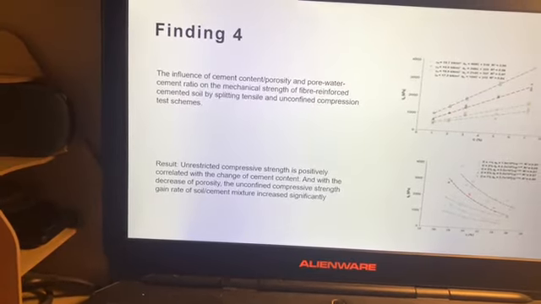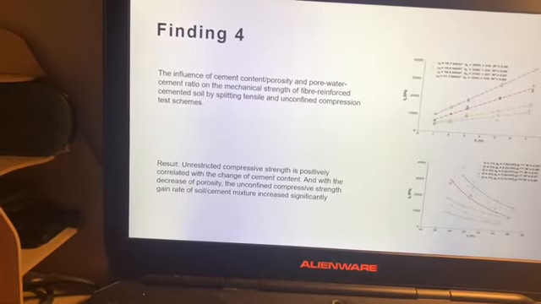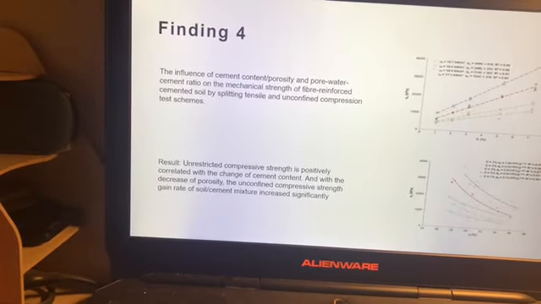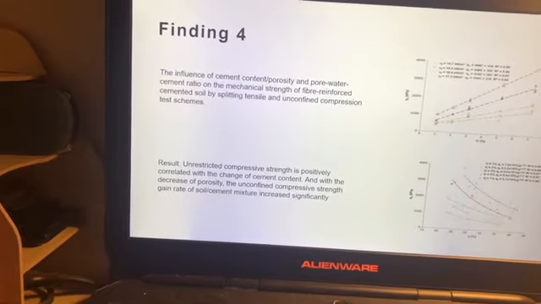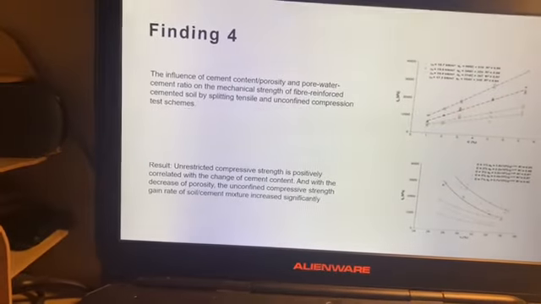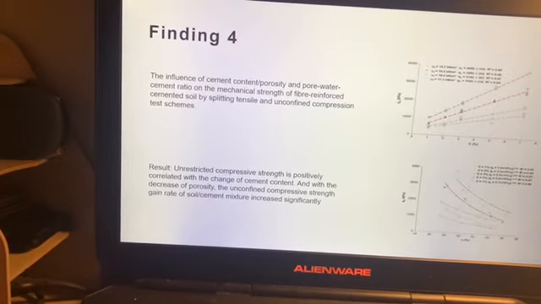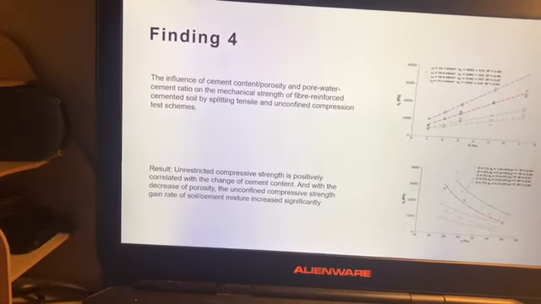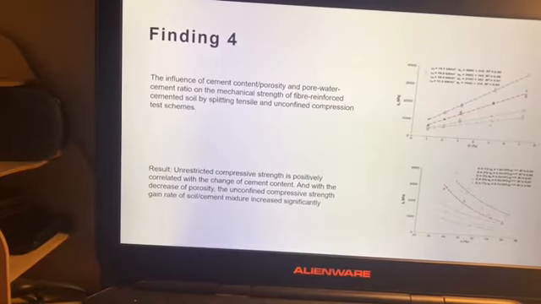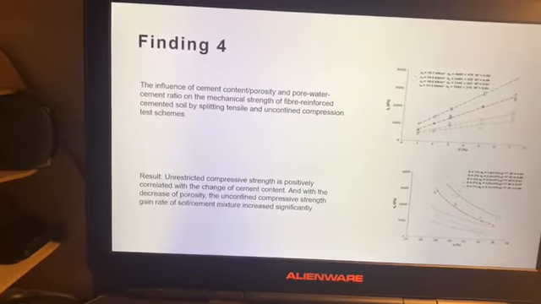The straight line perfectly conforms to the QU to C relationship. In addition, with the decreased porosity, the unconfined compressive strength gain rate of soil cement mixture increased significantly.